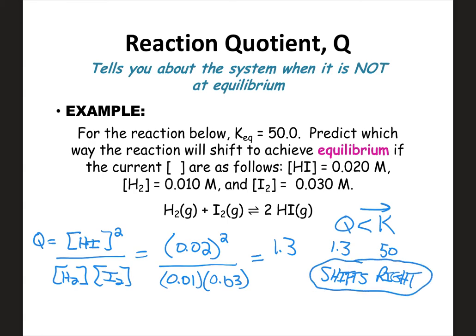You usually have to prove this with work, and obviously get the right value for Q and then compare it to K to know that it shifts right. So you might be given a problem like this where you have to figure out which way the reaction is going to shift, or this could be used in these equilibrium problems, as you will see.